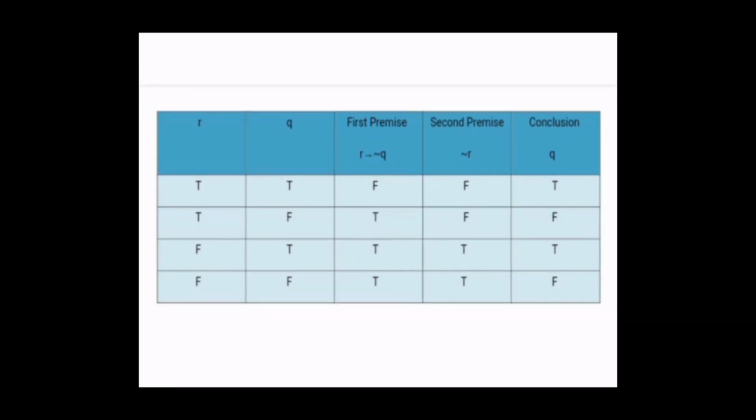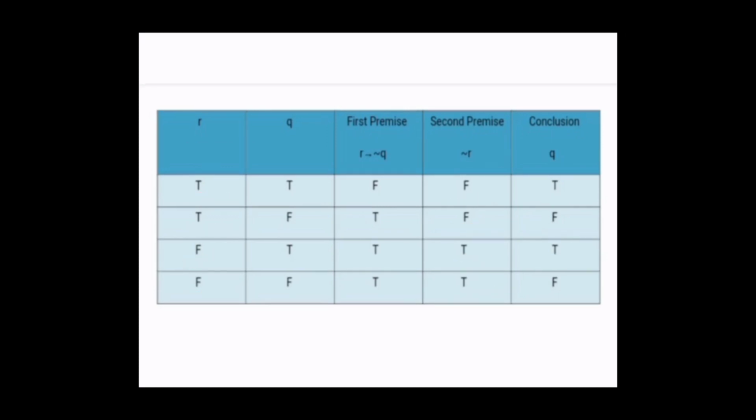For our second premise is not R. So when we say not R, just negate this R. If true, then we have false. If true, then false. If false, false, we will have true, true.